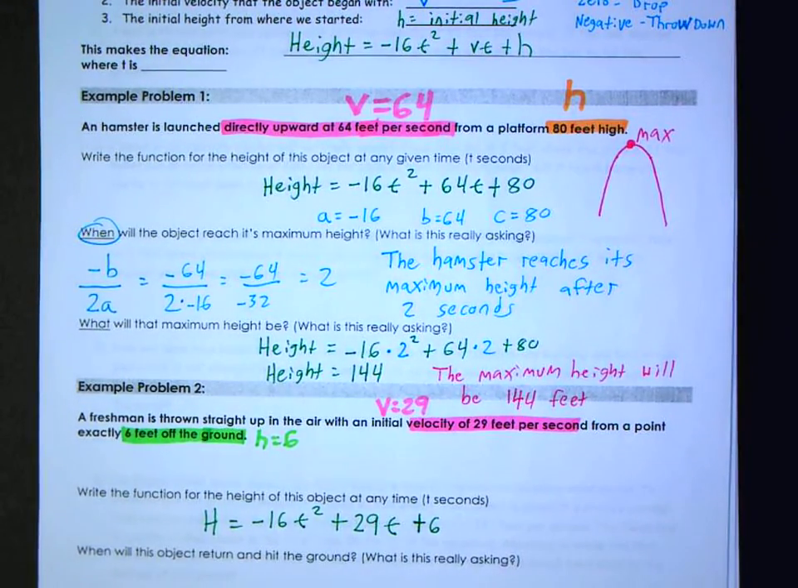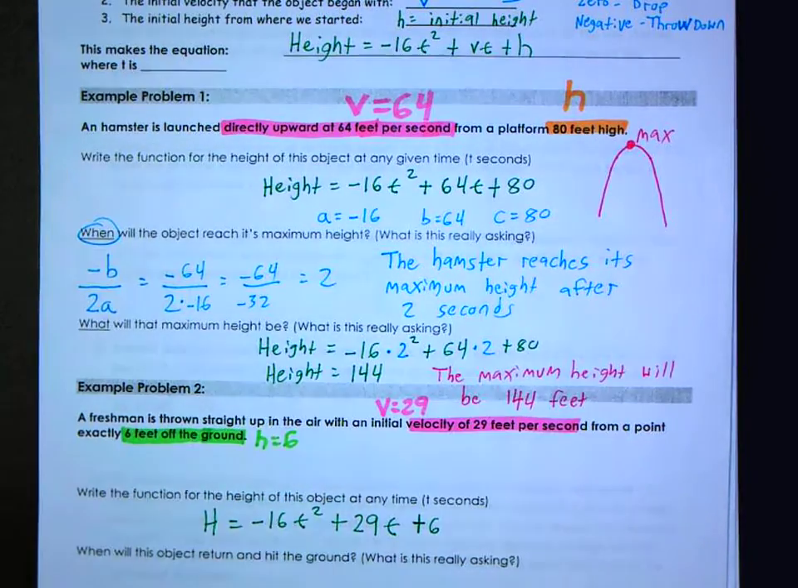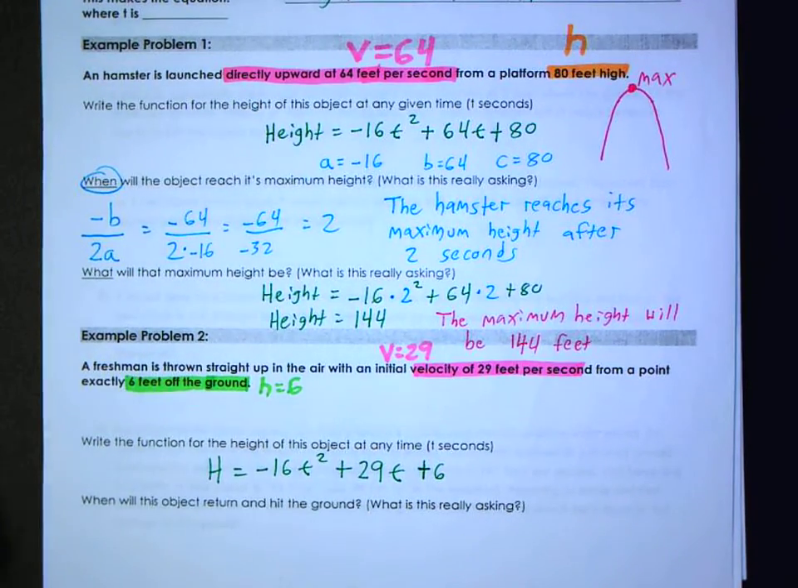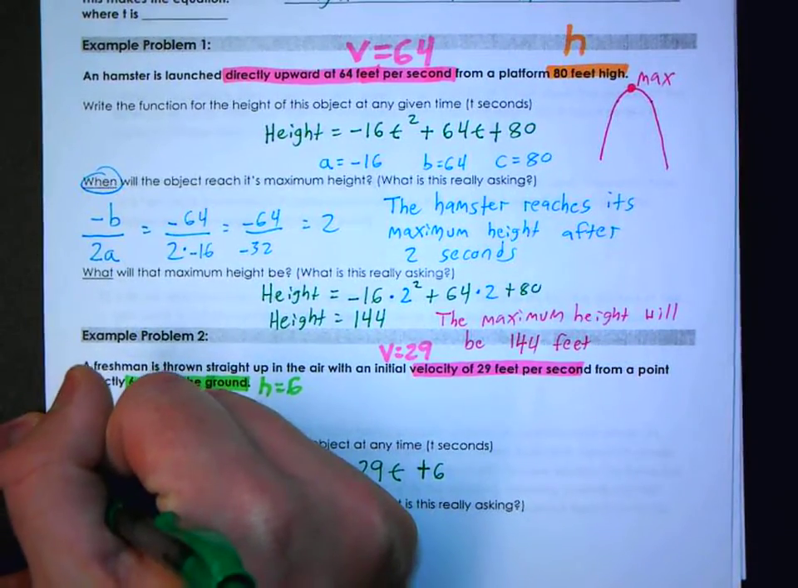Now if someone was pushing a freshman into the ground, then the velocity would be negative 29, but they're throwing the freshman in the air. Notice he says straight up. If I were to launch something at an angle, it does change. So it's straight up, straight down, or just dropped. So the question is, when will this object, so that's asking about t.